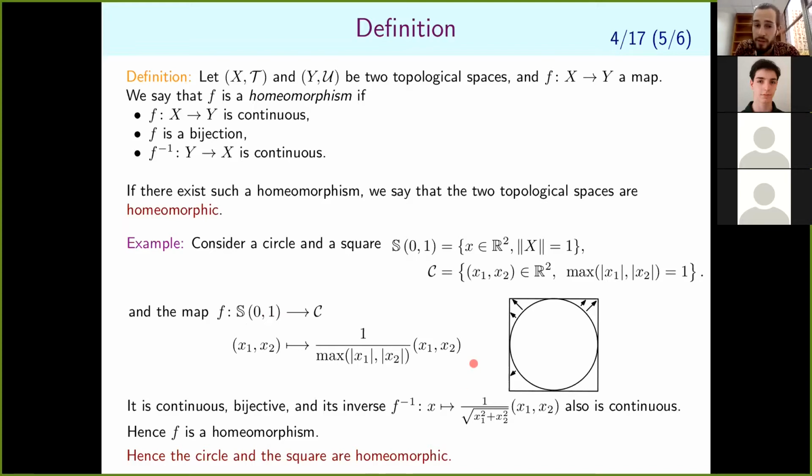And it turns out that this map is continuous, that it is bijective, and you can show that its inverse is this map. Okay, and this map is also continuous. So F is a homeomorphism, and we deduce that the circle and the square are homeomorphic.